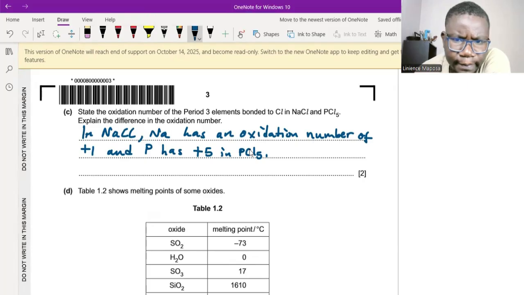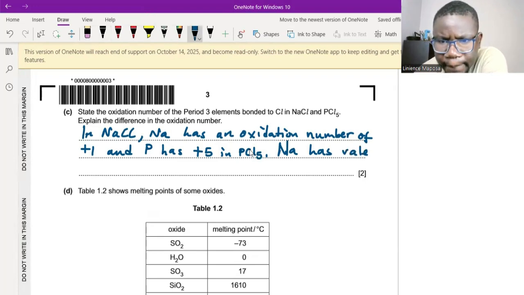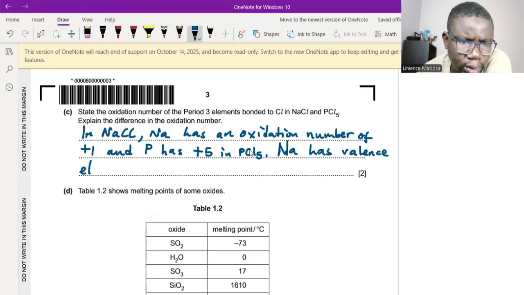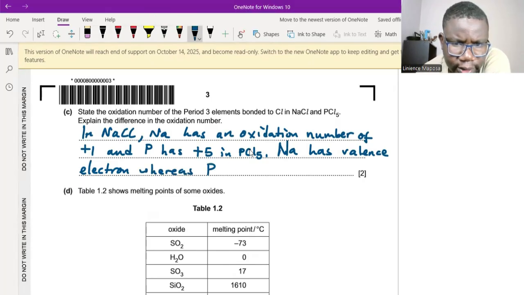So we can say sodium has 1 valence electron, whereas phosphorus has 5. I think that's it.